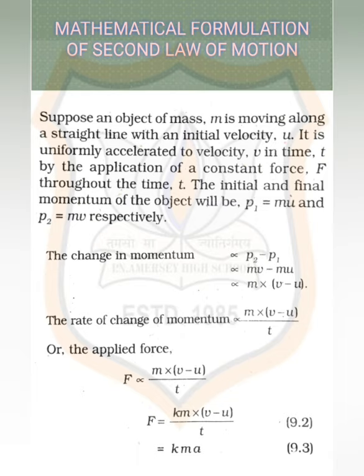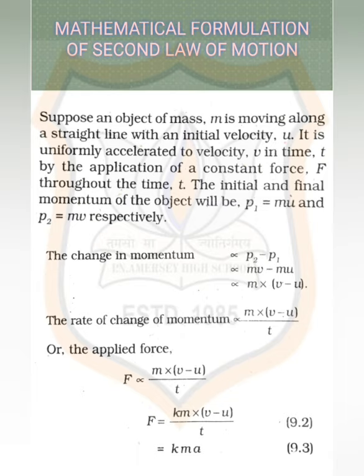Then let us discuss the change in momentum. It will be directly proportional to p2 minus p1. We know that p2 is mv, the final momentum, and p1 is the initial momentum. So p2 minus p1 is mv minus mu, and on taking m constant common, we will have m into v minus u.